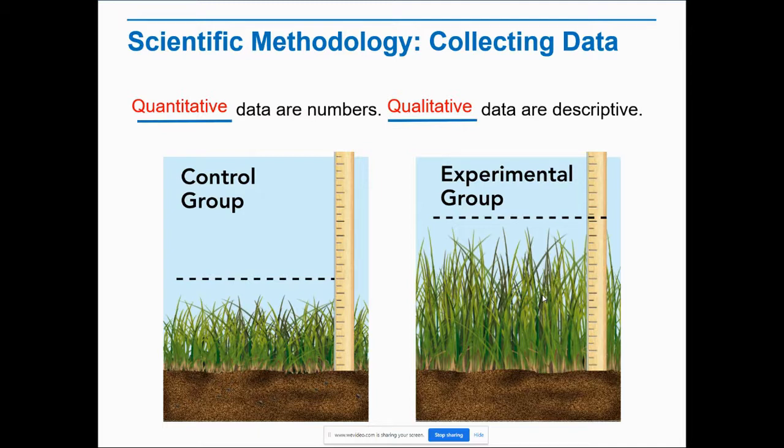Sometimes the sky is gray. Again, qualitative. It's not a number. It's not a quantity. It's a descriptive expression of the observation being made. In this case, you could say the grass color. So if the experimental group turned brown, we would be able to collect quantitative data in terms of the height, and we would also be able to collect qualitative data in terms of the color, which we would explain in a descriptive manner. The experimental group turned brown and grew taller, whereas the control group stayed the same.